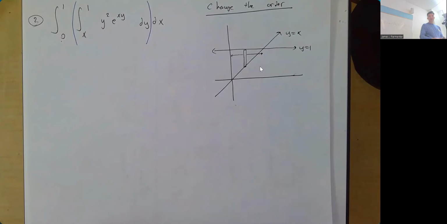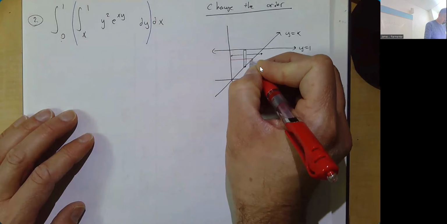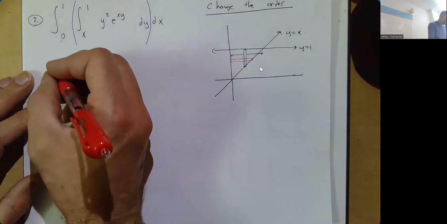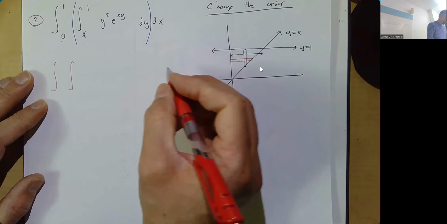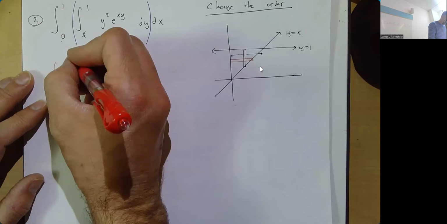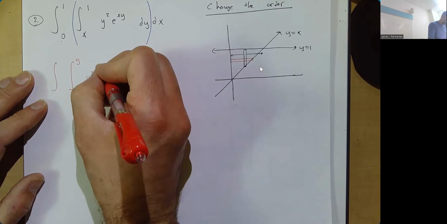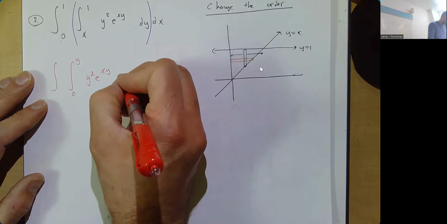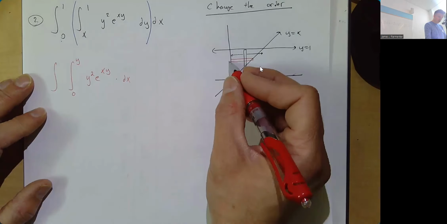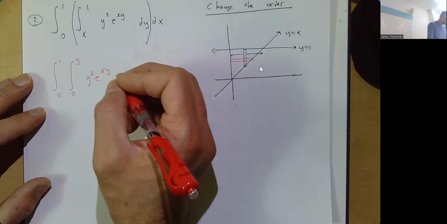They're going that way. But now I want to change the order. So I draw my rectangle in the other orientation. So I draw a horizontal rectangle. For my horizontal, which I'll do in red, my inner limits of integration are going to be from x equals 0 to x equals y. Still the same integrand, y squared times e to the xy with a dx. My outer limits of integration are how low my strip goes to how high my strip goes. Still 0 to 1.